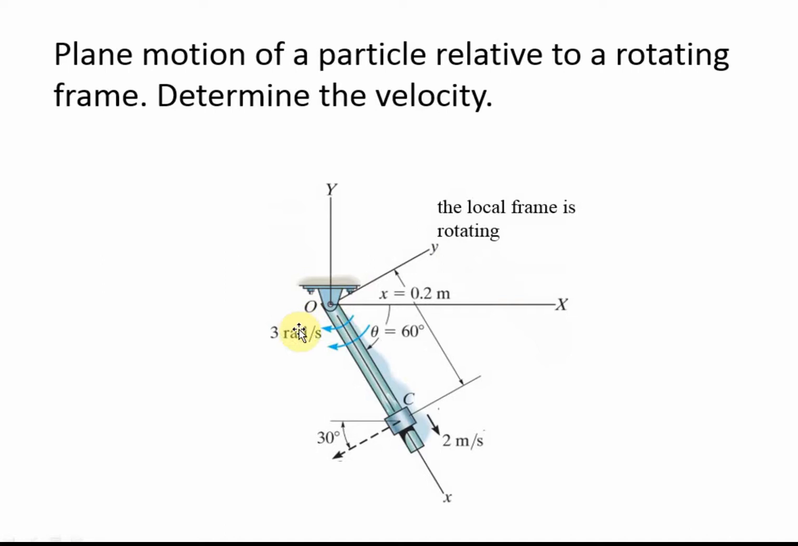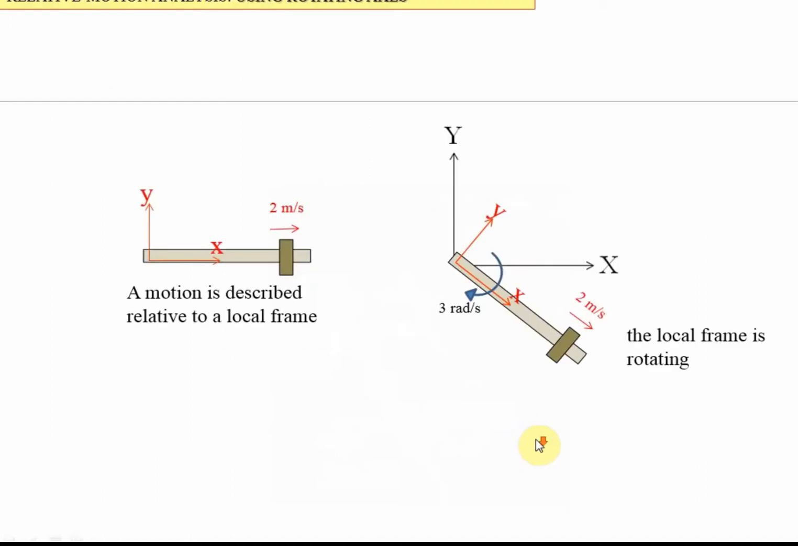In this example, let's say we have a rod, but this time it is rotating with a certain angular velocity, okay? Point C has a linear velocity of 2 meters per second. So if we want to look at this problem, first this is a rod, and this rod is rotating. Then I want to set my local frame, so this is your local frame or local axis, okay? The local axis is attached on the rod.